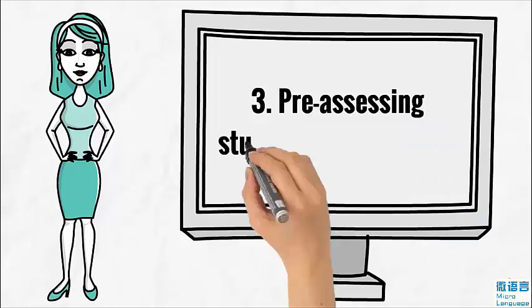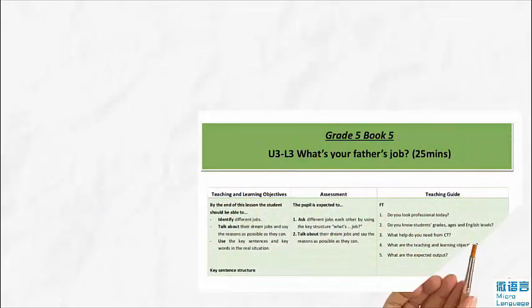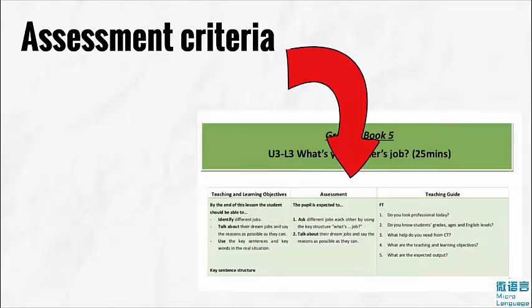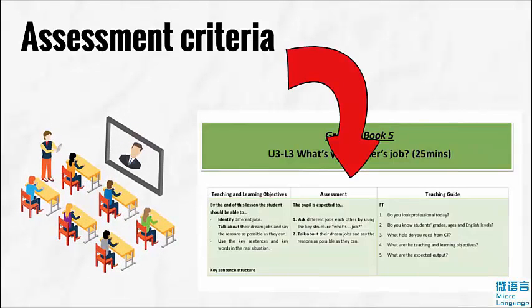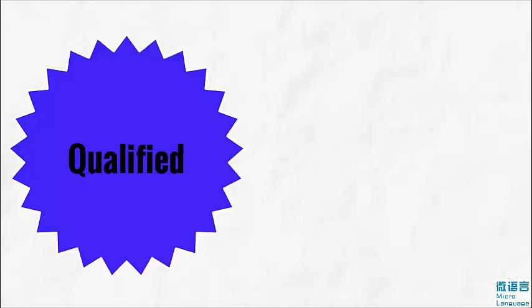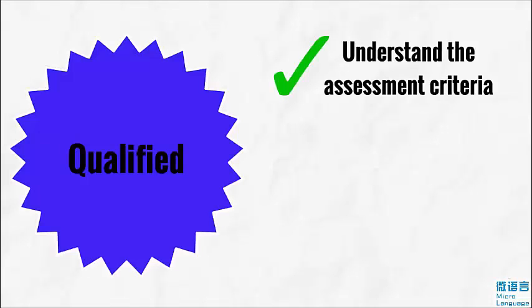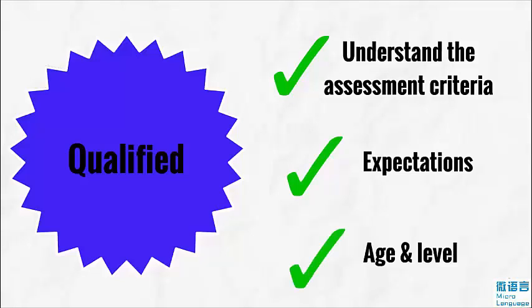Pre-assessing student learning goals. As mentioned before, the assessment criteria which you saw in the lesson plan will indicate what a student should be able to do after a lesson. A qualified teacher will understand clearly what the assessment criteria is and what is expected of the student if the lesson has been successful. They'll be able to link this assessment criteria to the student's age and level.